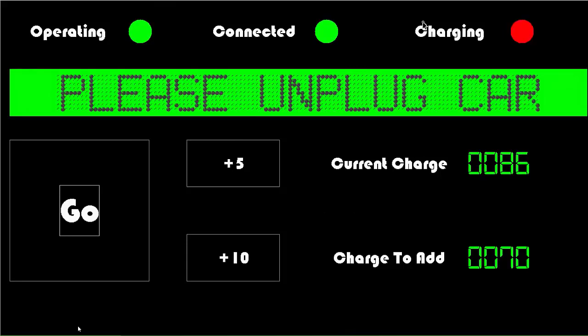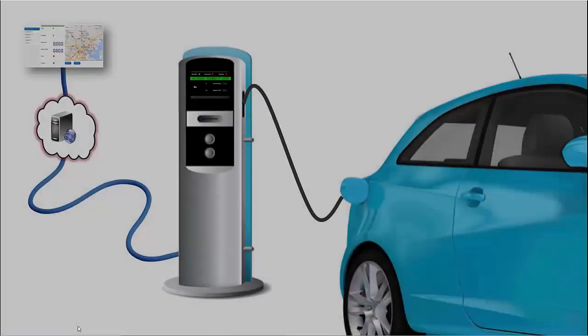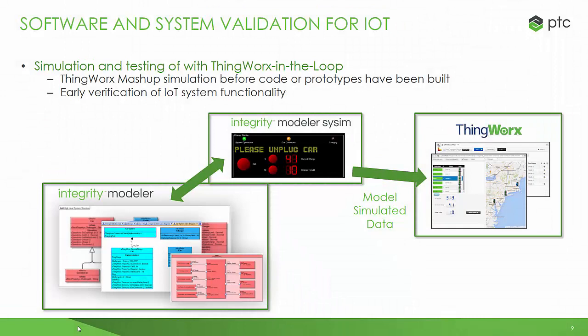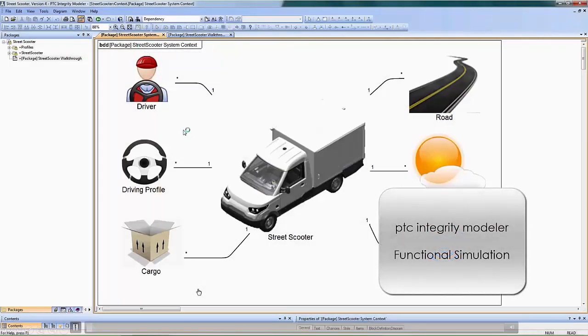Going back to the simulation, we're now completing the charging, and we're now ready to unplug the car. So we can complete the process, unplug the car, and our simulation based on the model and the automatic code generation is now complete. So that's a very simple example of generating code for ThingWorx and the Internet of Things from Integrity Modeler. We saw a brief view of the simulation for the interface of the charging station there in that example. Let's take a deeper look at simulating with ThingWorx in the loop.